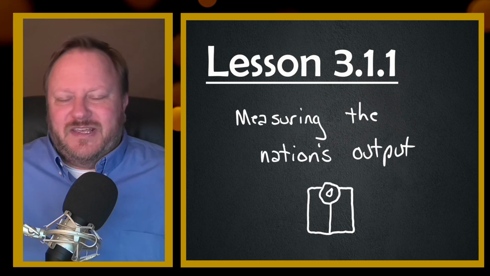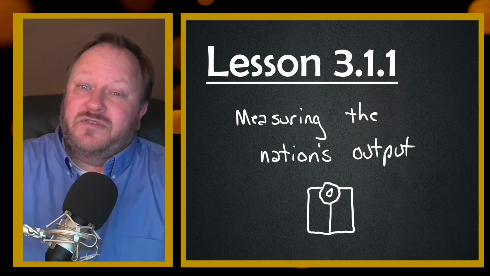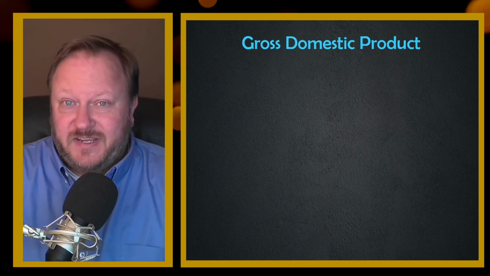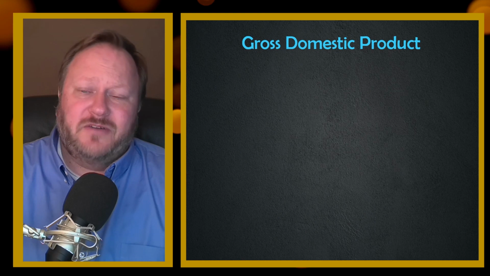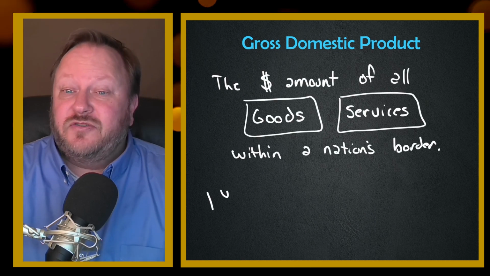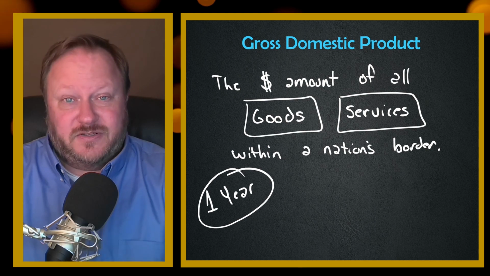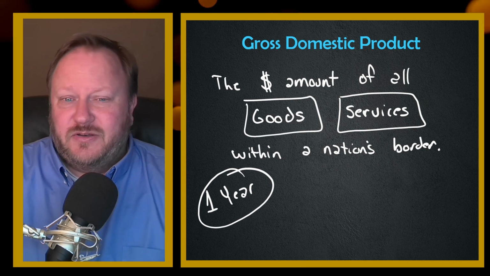And central to the idea of understanding a nation's output is to look at the gross domestic product. This is abbreviated as the GDP. This is the dollar amount of all final goods and services produced within a country's national borders in a year. So they do this every year. They determine the GDP on an annual basis.